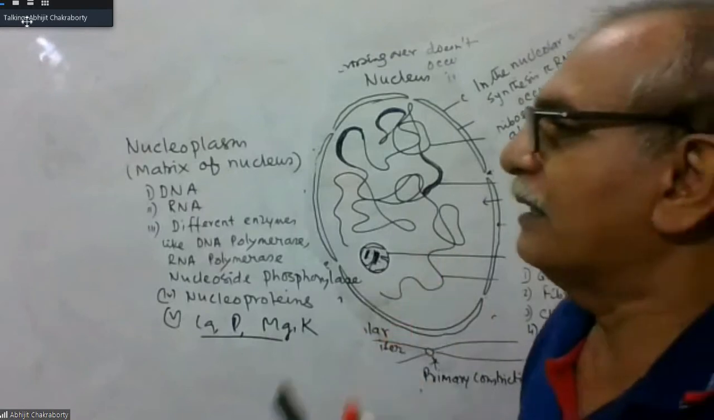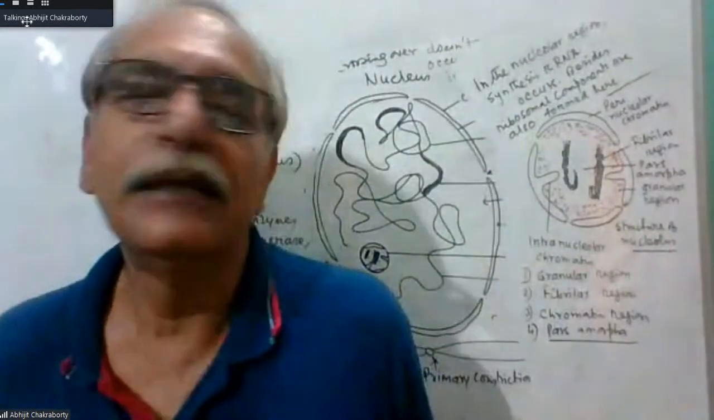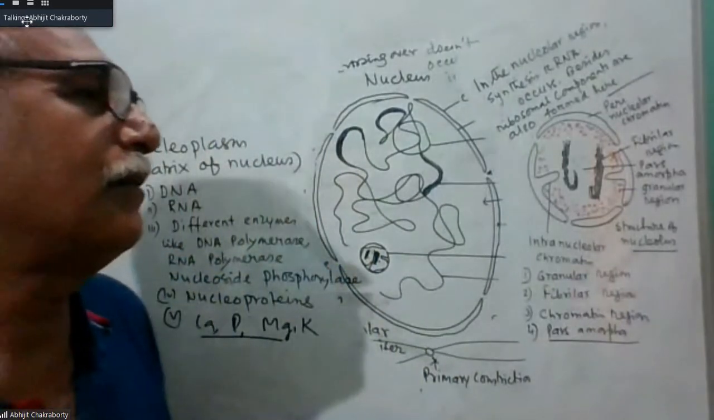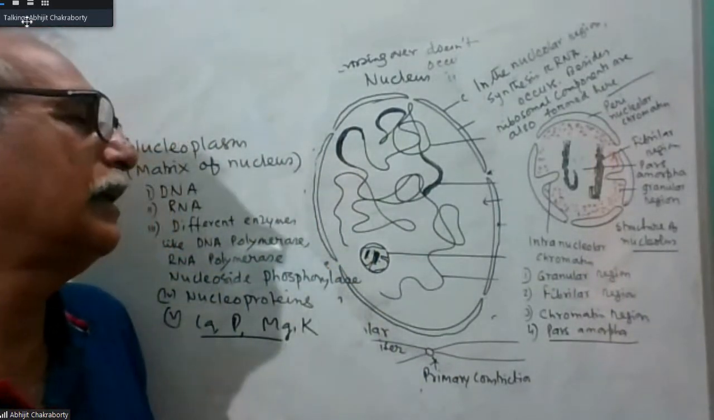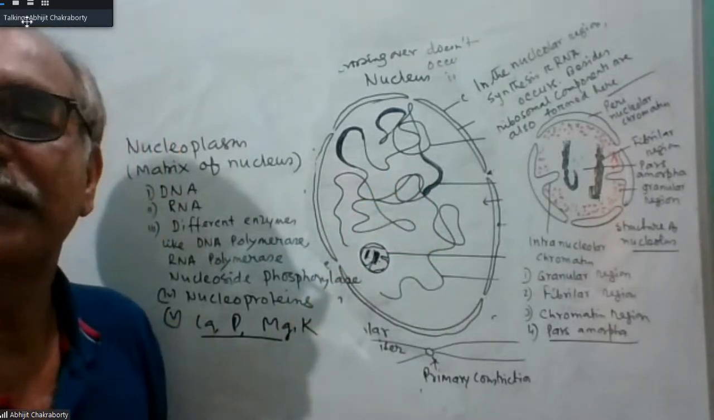Write down these three points. It has to maintain turgidity of the nucleus. It helps in the synthesis of ribosomal subunits, and it is to bear the chromatin and the nucleolus.